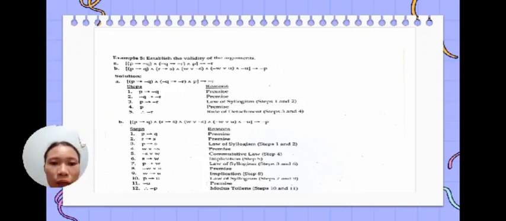Letter B. Step 1, P then Q, reason: premise. R then S, reason: premise. So P then S is the law of syllogism. So W, V, is not S.